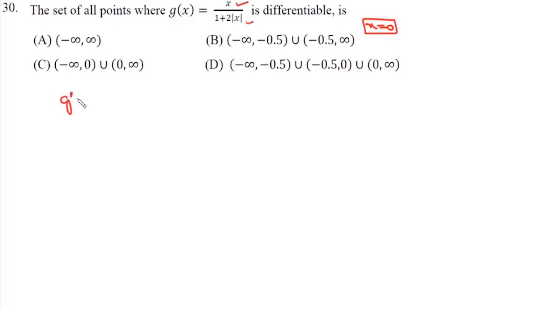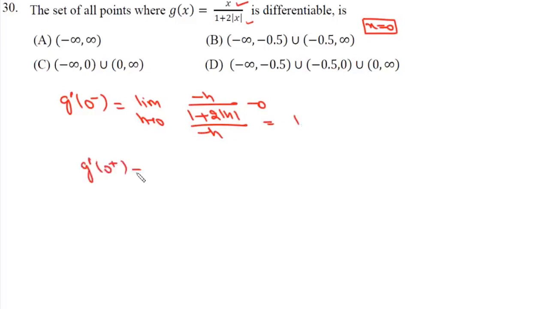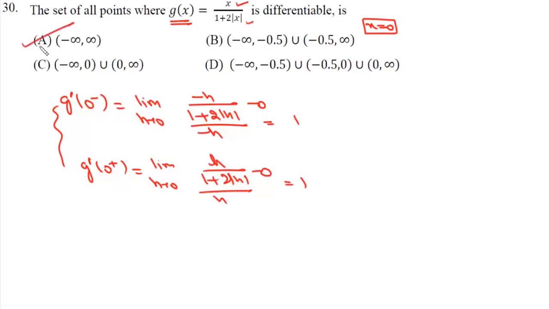Now if we check its left hand derivative at 0, it will be the limit as h tends to 0 of (−h/(1 + 2|h|) − 0)/(−h). Now this is 1, and g'(0) positive will be the limit as h tends to 0 of (h/(1 + 2|h|) − 0)/h, which again is 1. So this function is differentiable at 0. So this function g(x) is differentiable for all x belongs to R, and that's your option A.